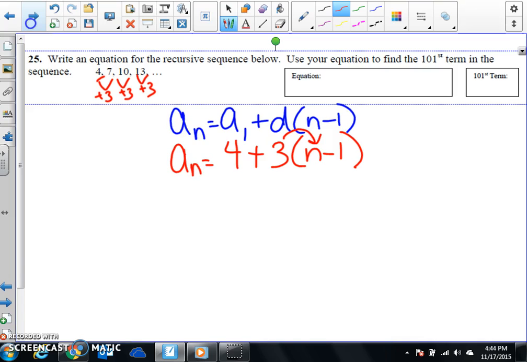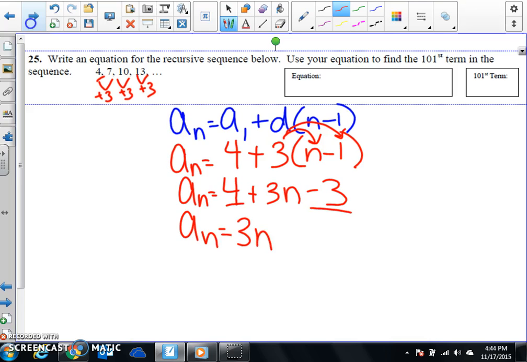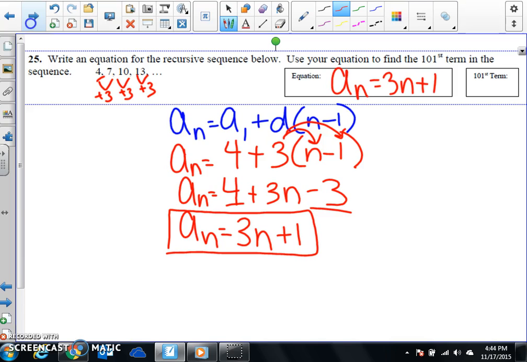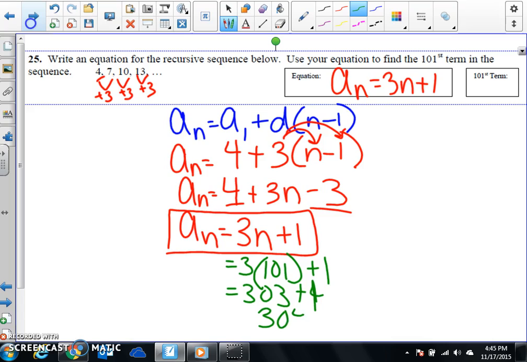I distribute. 3 times n is 3n. 3 times negative 1 is negative 3. Drop your 4. My variable is 3n, and then 4 minus 3 is a positive 1. So that's my equation. My 101st term, all I do is take this and I plug in 101. So that equals 303 plus 1 is 304.